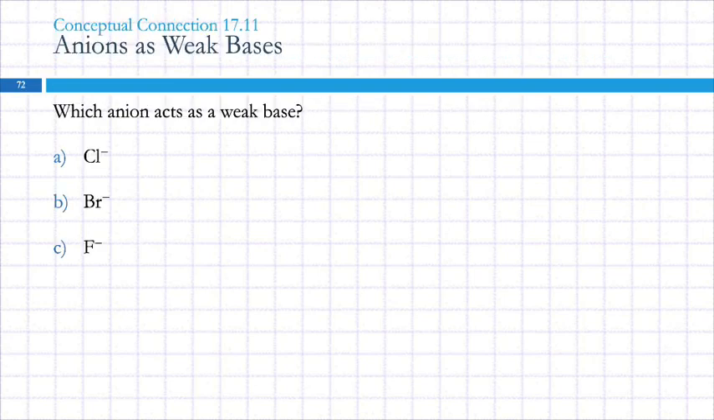Which anion acts as a weak base? C. What we're looking for there is we want to look at the conjugate acid of these, which is hydrochloric acid, hydrobromic acid, hydrofluoric acid, and then ask ourselves, are those strong or weak? Well, the first two are strong acids. The last one's a weak acid. So that means that this acts as a weak base.